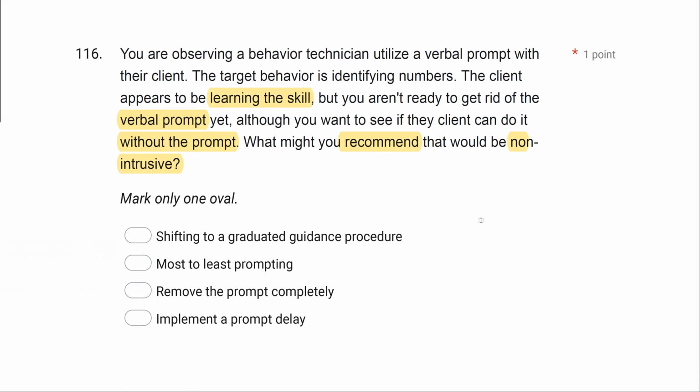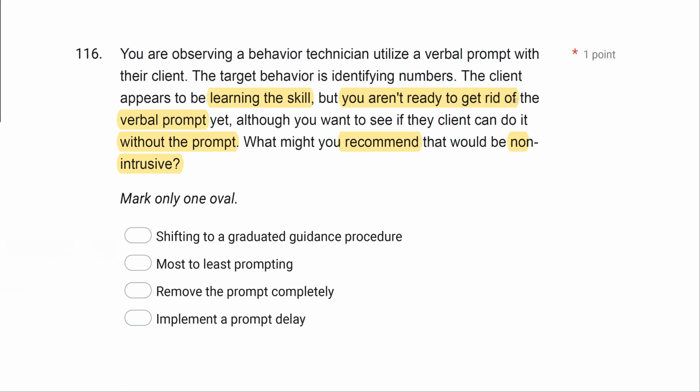Again, we're trying to be non-intrusive. That's why you need to consider everything in the question. Use all the information given. We want to be non-intrusive. We don't want to go to most to least because we're at verbal prompting right now, which is a very unintrusive type of prompt. C, remove the prompt completely. And why wouldn't you do that? Well, the question says you aren't ready to get rid of the verbal prompt.